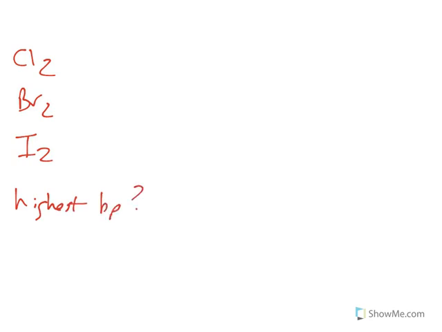All right, let's try another series of compounds. Let's try chlorine, bromine, and iodine. And this is actually a review. Highest boiling point. These guys are in group 17. We got F, Cl, Br, and I.